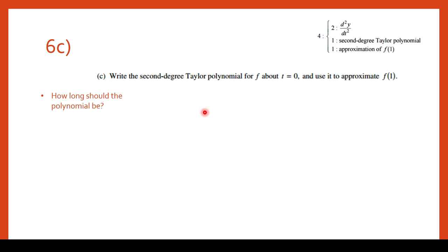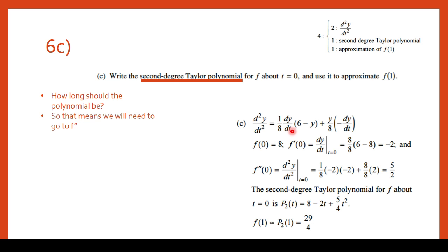The first thing you need to ask yourself is how long should the polynomial be? They say it's a second degree Taylor polynomial, which means you should have three terms. You should have a 0 degree, first degree, and second degree term. So that means that you'll need to go to the second derivative of f. So you find d squared y over dt squared, which is basically just taking the derivative of that differential equation that they gave you previously.